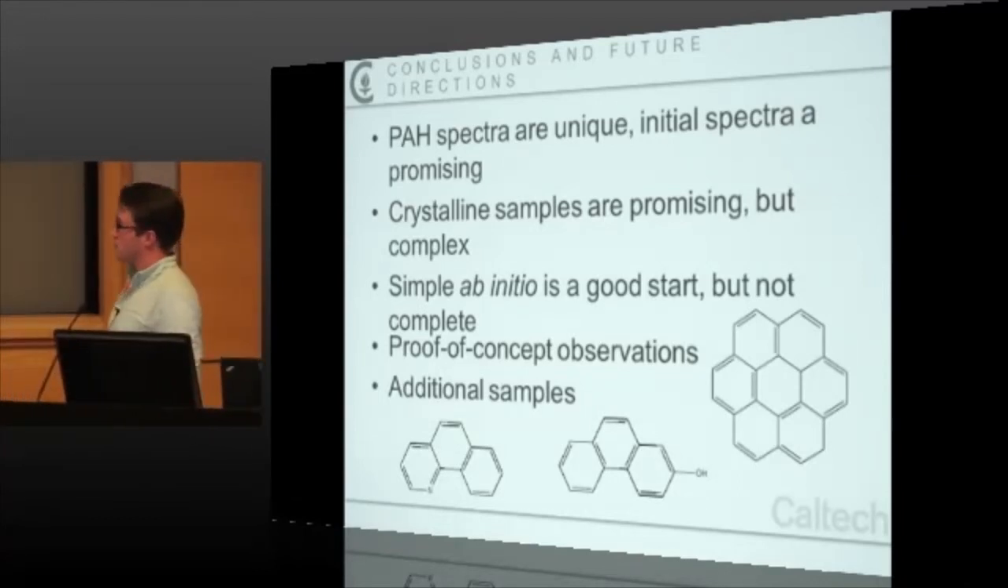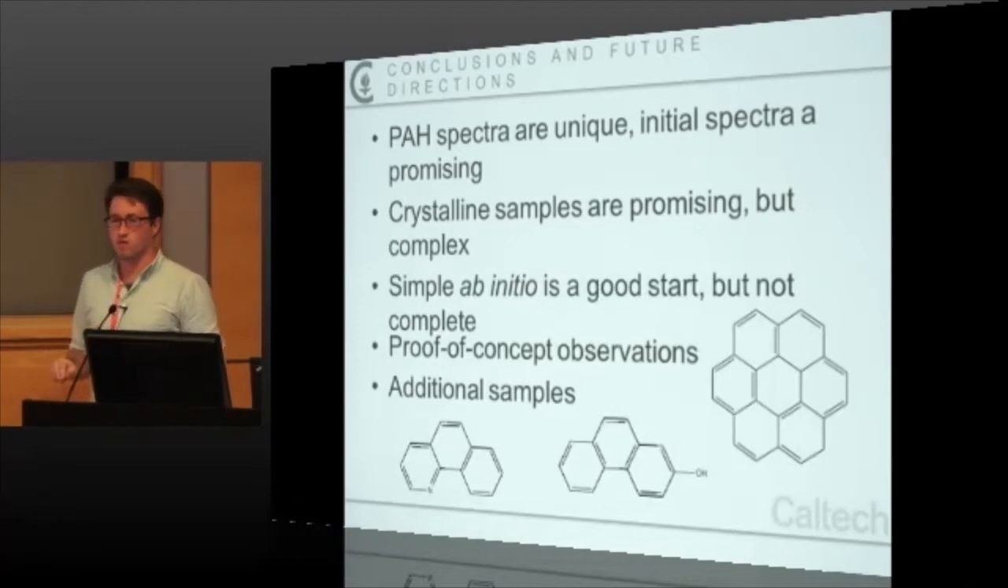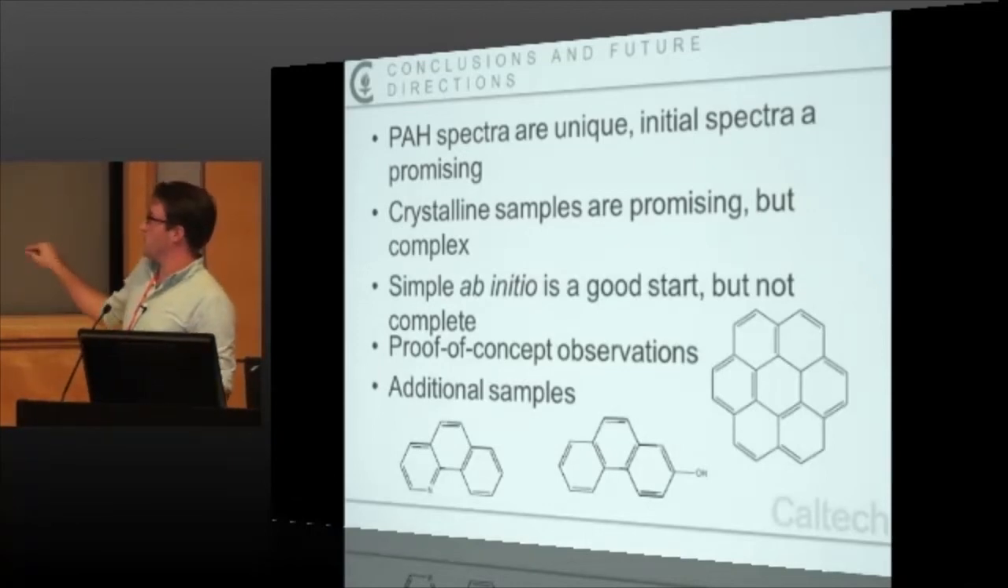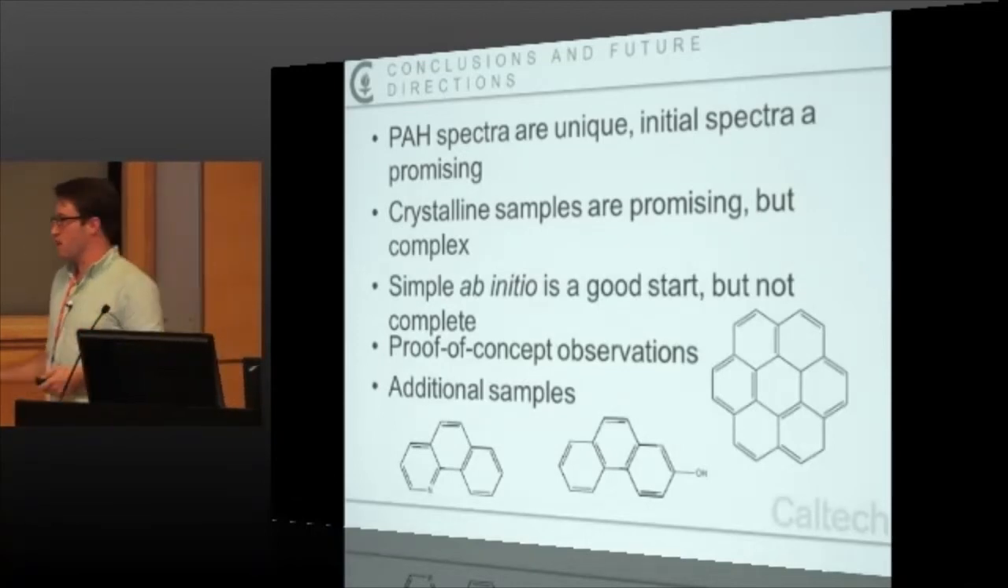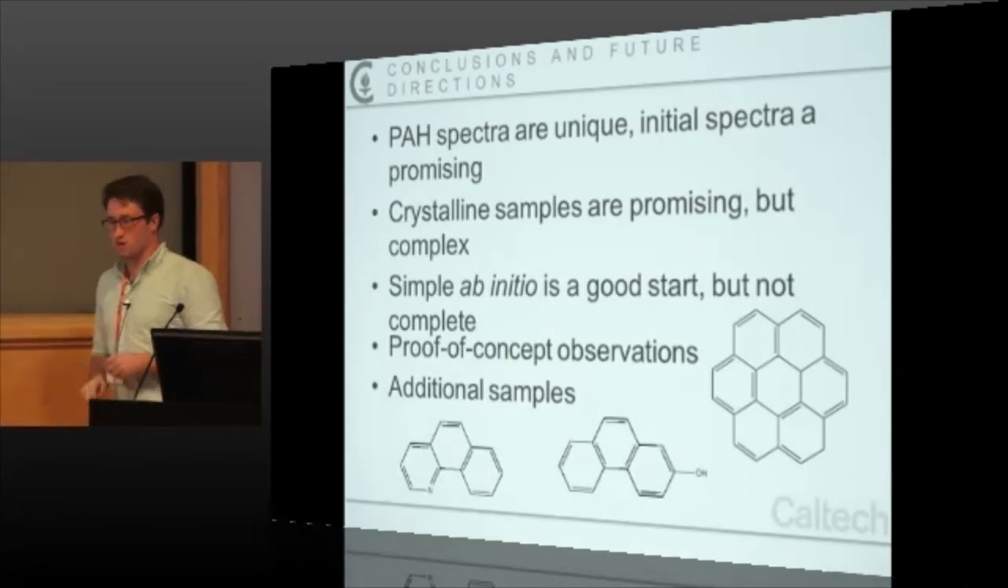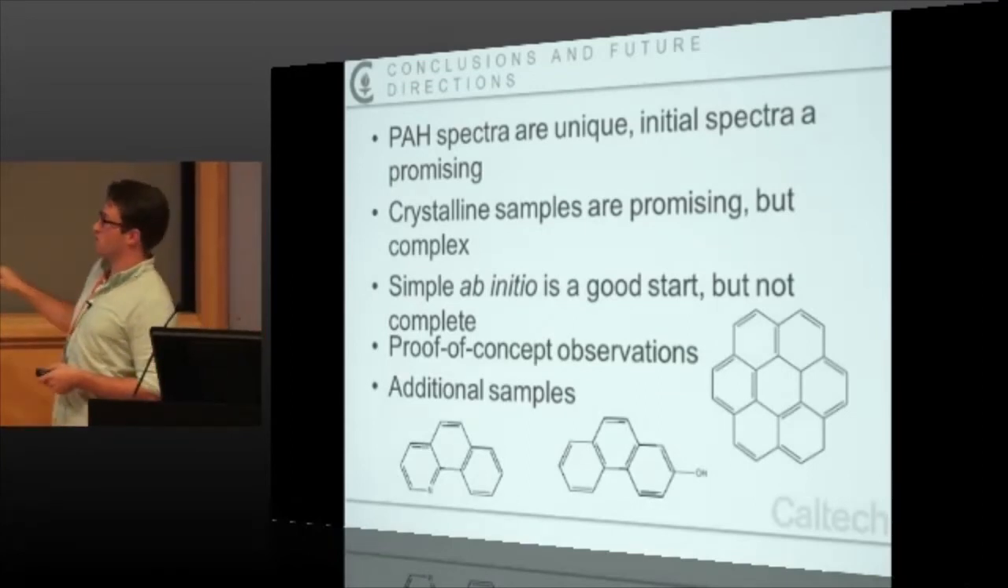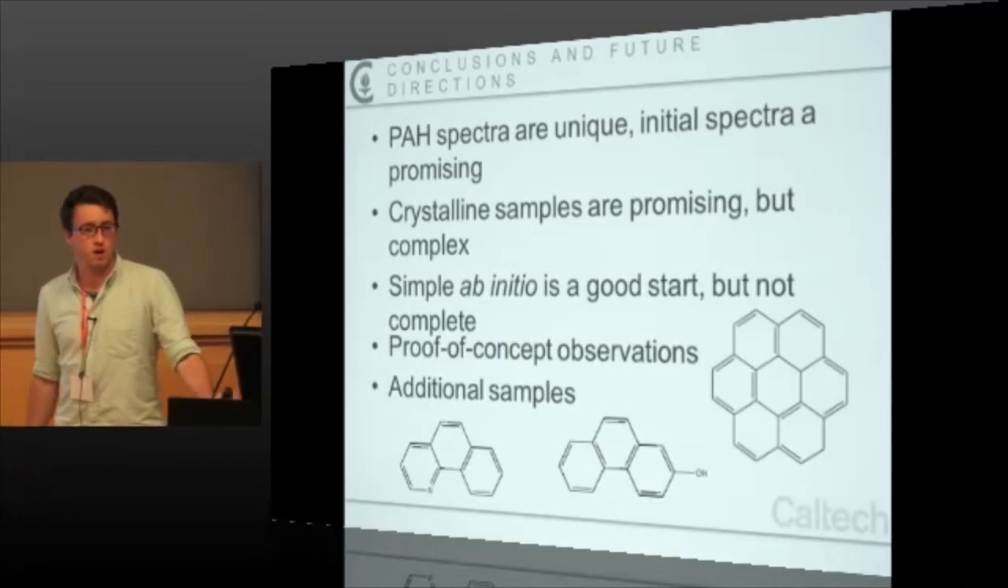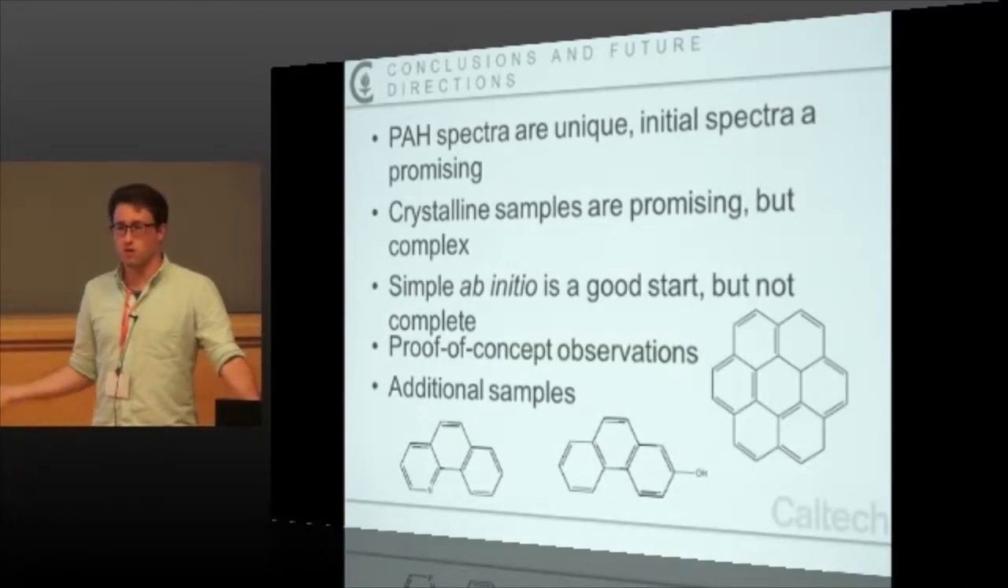And then obviously we want to move the lab spectra onto more interesting species. So bigger PAHs that are more relevant for astrophysics and more functionalized systems, things with OH bonds, nitrogen inserted into the ring, to start building up a library of more diverse PAHs that we expect to see in space.